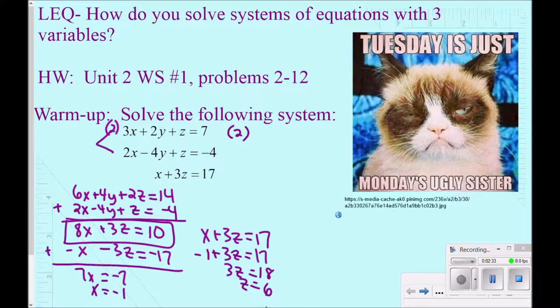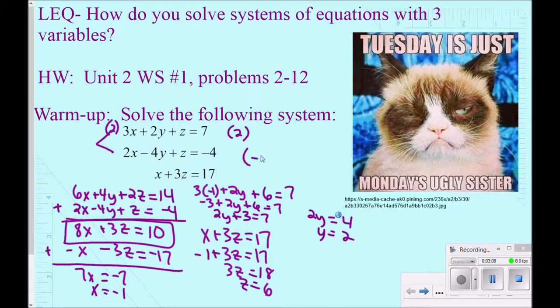So now I'm going to go ahead and get the y. So I'll just go back to the top equation. 3 times -1 plus 2 times y plus z, which is 6, should equal 7. So -3 plus 2y plus 6 equals 7. So 6 minus 3 is 3. 2y plus 3 equals 7, which means 2y is equal to 4, which means y is equal to 2. So as a coordinate point, we have -1, 2, 6.